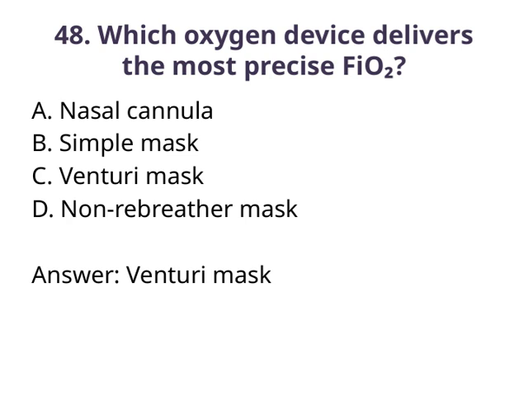Now, the key point here is the Venturi mask. This device is designed specifically to deliver a precise and consistent FiO2, regardless of the patient's breathing pattern. It achieves this by mixing oxygen with room air in a controlled manner, which makes it ideal when you need accurate oxygen therapy. So, in terms of delivering the most precise FiO2, the Venturi mask stands out.